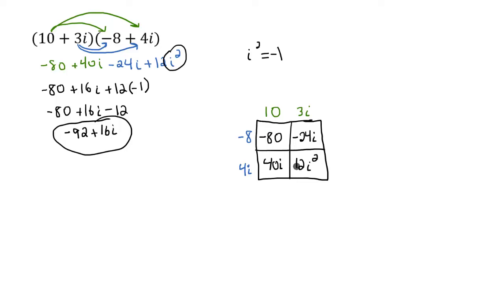Then you'd be in charge of combining all these like terms. So you'd have negative 80 out front, kind of like what we did over here. And then 40i and negative 24i would combine together to be 16i. And then this becomes a 12 times negative 1, which would really be minus 12, and then you're back at this point right here. Your final answer would still be negative 92 plus 16i.